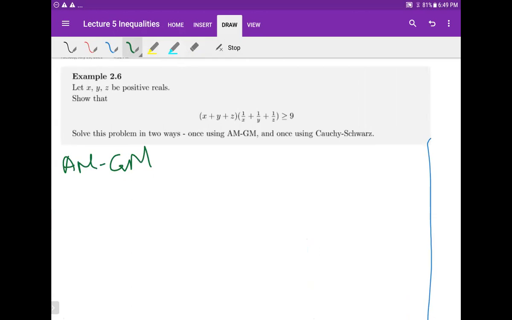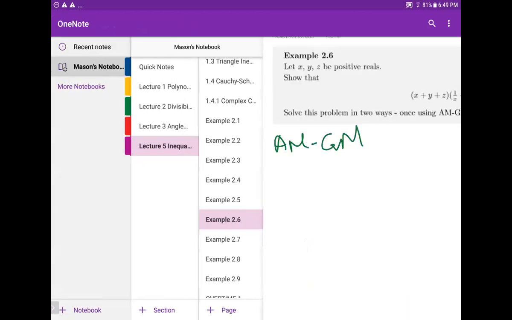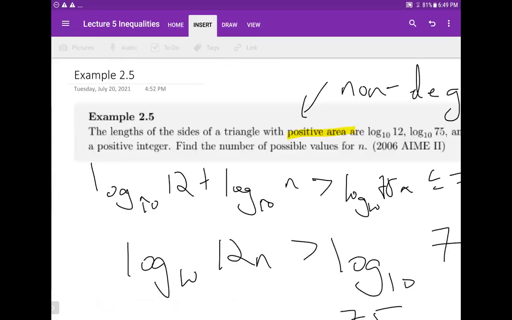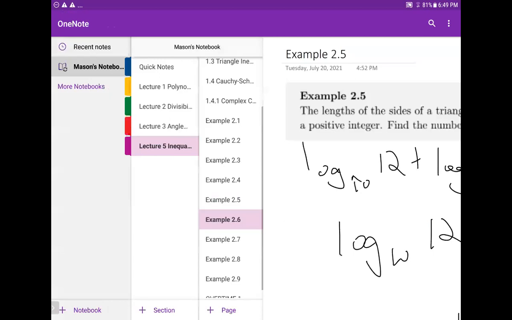Authority, did you have something to add? Oh yeah, after you do the AM-GM, I'll add it. Which one? For this problem, after you go over the AM-GM, I'll just quickly say something. Okay, sure.